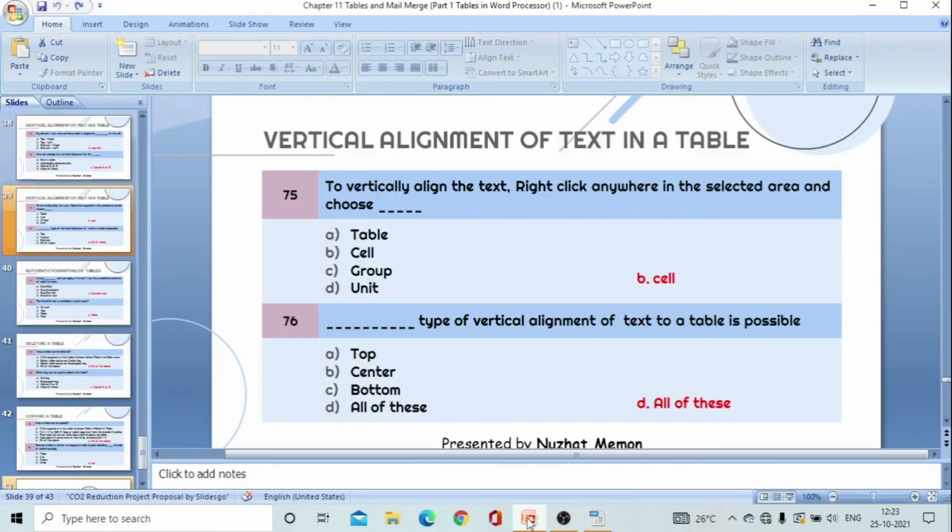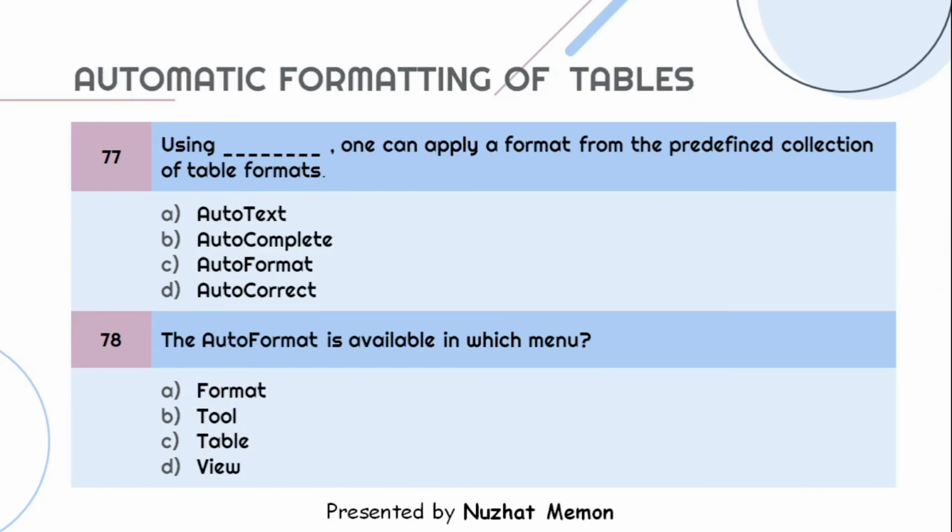Next question we see is 77. Now here we are going for automatic formatting of tables. So using dash, one can apply a format from the predefined collection of the table formats. So here the correct option is auto format. We have done it earlier. The auto format is available in which menu? Yes, it is available in the table menu.